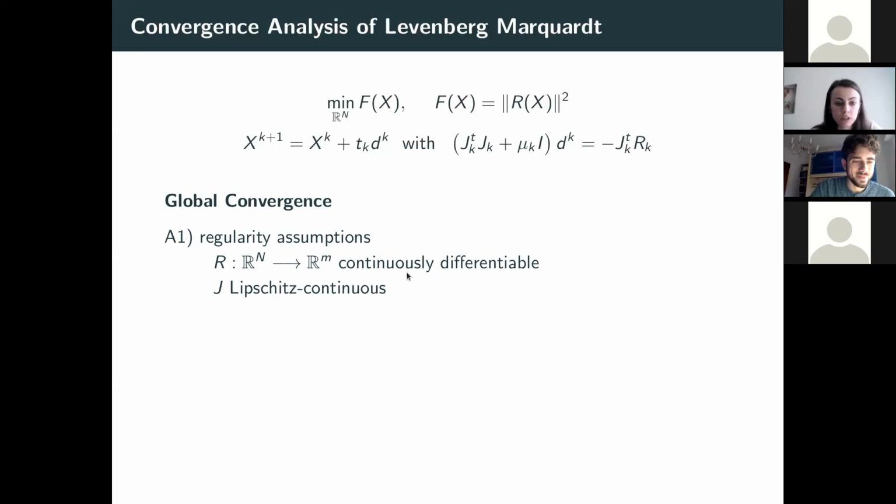So we have for the function R to be continuously differentiable and for the gradient to be Lipschitz continuous. Well, these are very standard assumptions for least squares problems and for unconstrained optimization in general. And then, since here we are interested in global convergence, we need a globalization strategy. And in the literature, this is done in mainly two ways.